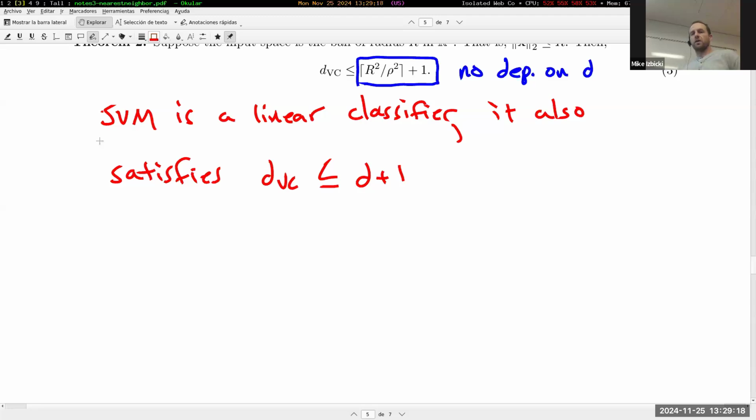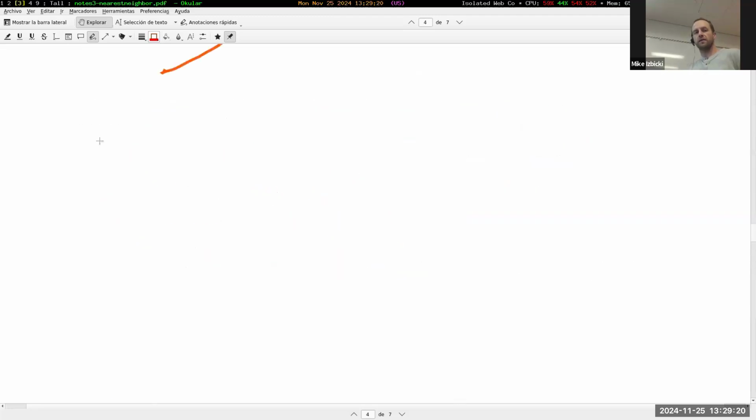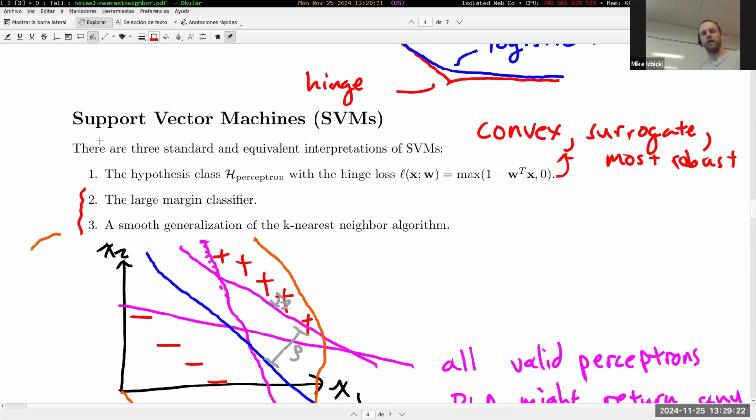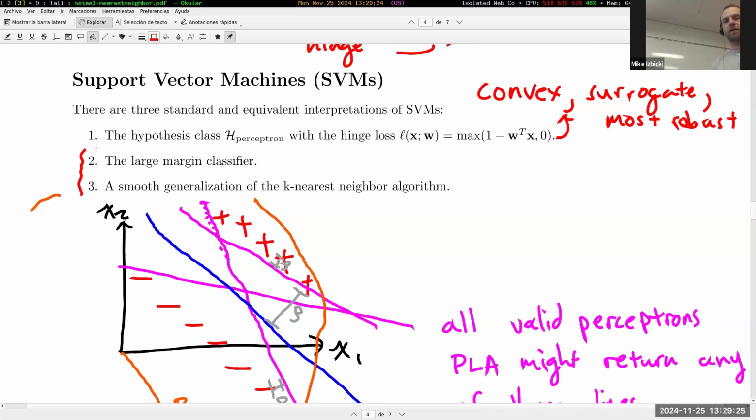We're going to talk next about this part 3 of the support vector machine and how it is a smooth generalization of the K nearest neighbor algorithm.